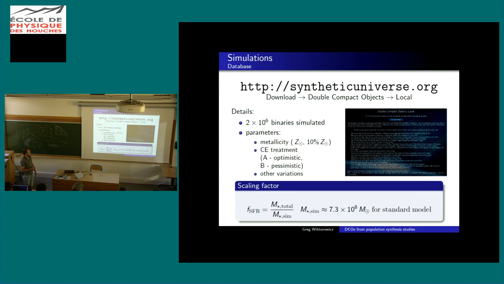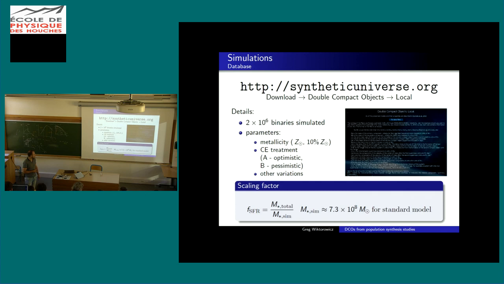Some details of these simulations are described in a paper. It's long, so I don't ask you to read it now. So I pointed them out here for you. We simulated 2 million binaries for each of these models. The parameters we use for metallicity are the solar metallicity and 10% of solar.